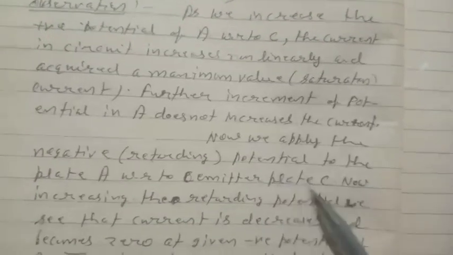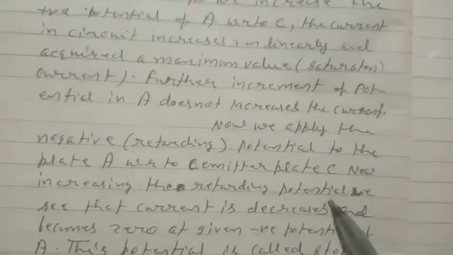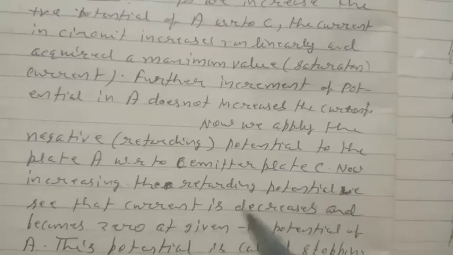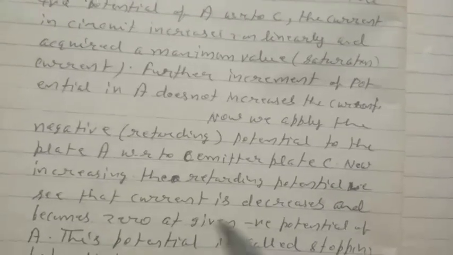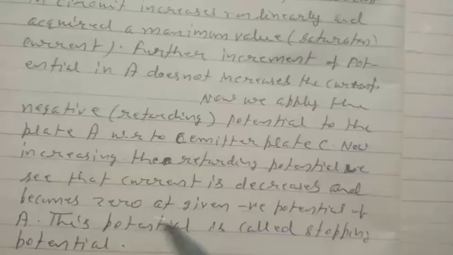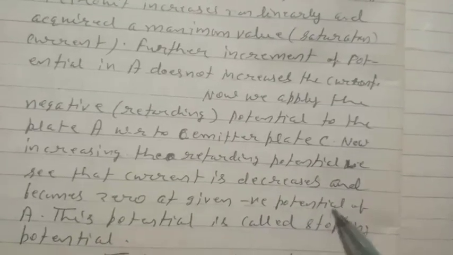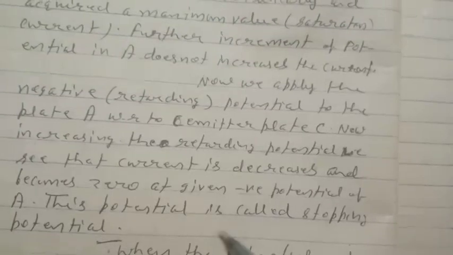Now we apply the negative retarding potential to the plate A with respect to emitter plate C. Increasing the retarding potential, we see that the current decreases and becomes zero at a given negative potential of A. This potential is called the stopping potential.